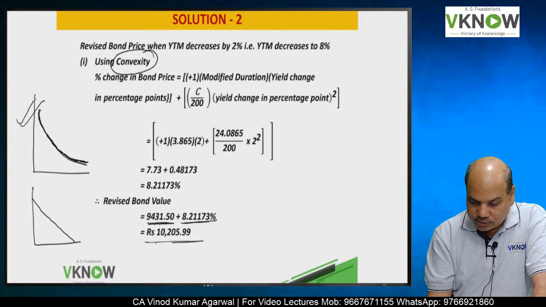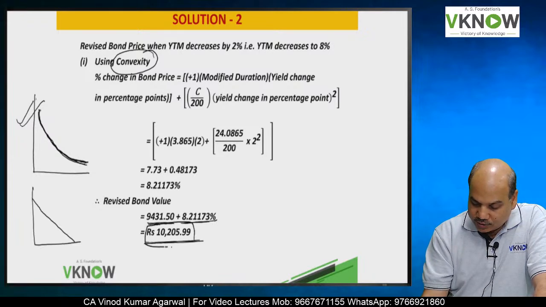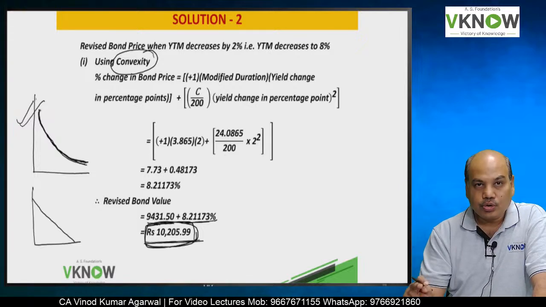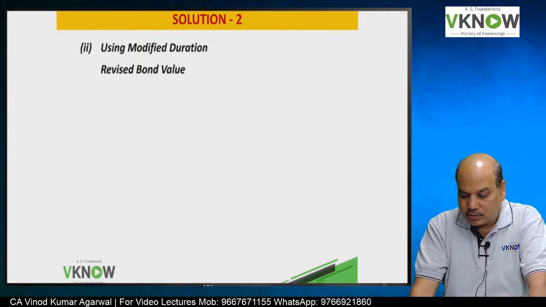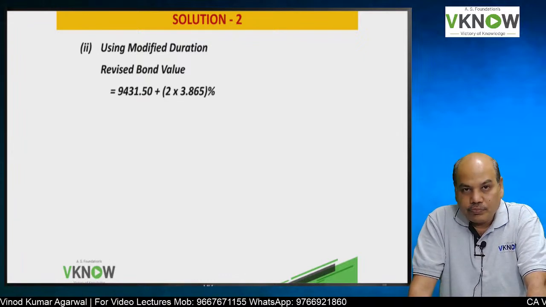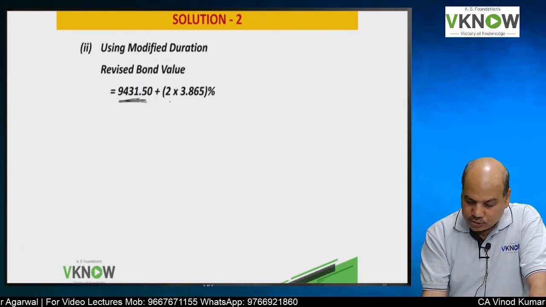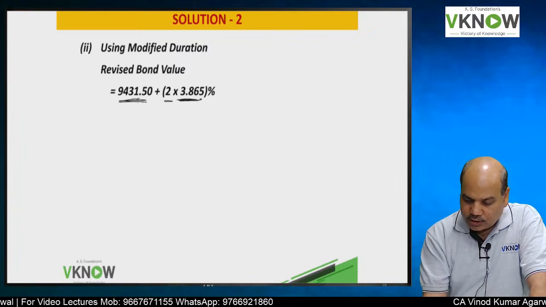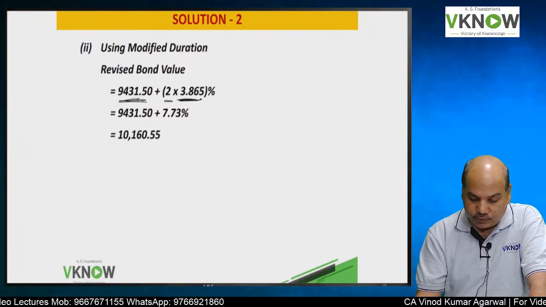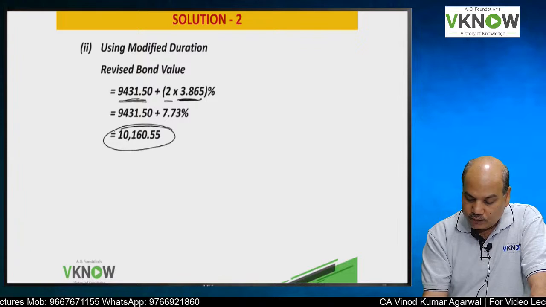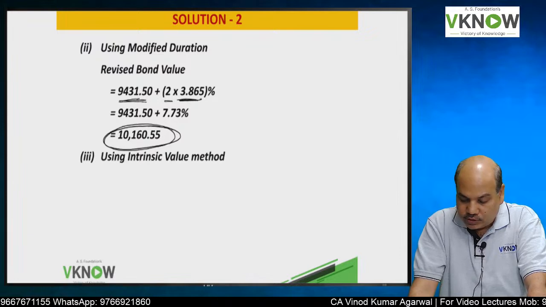Okay, so revised bond price will be original bond price plus 8.21173%. Check the answer, 10,205.99. You will find that this answer is closer to intrinsic value. Step number 2 or second method, modified duration method. Now here the revised bond price will be your original price plus 2 into 3.865%. So that comes to 10,160.55. So using modified duration, I expect that the bond price will rise to 10,160.